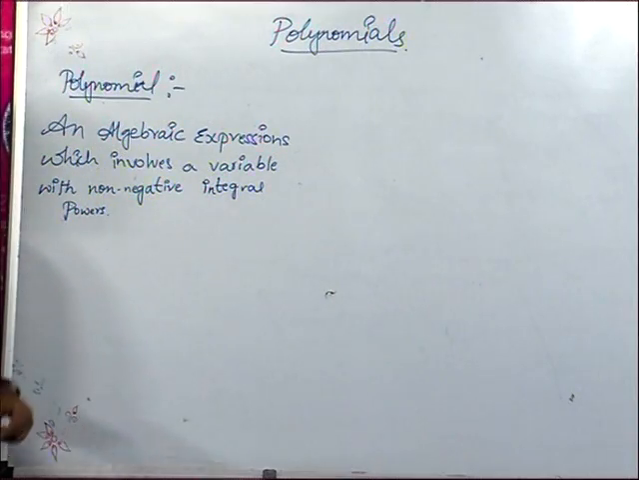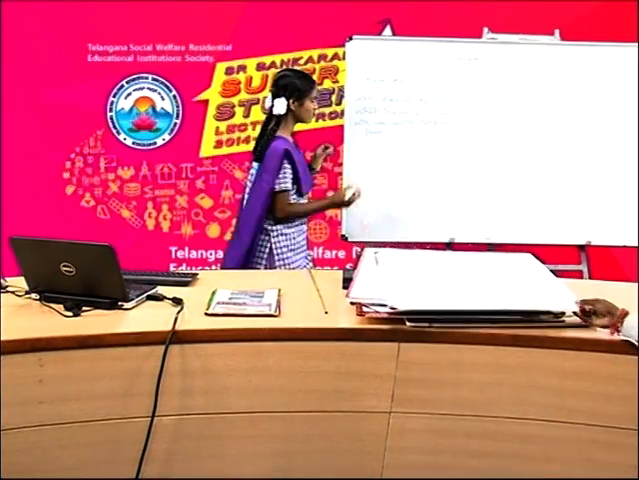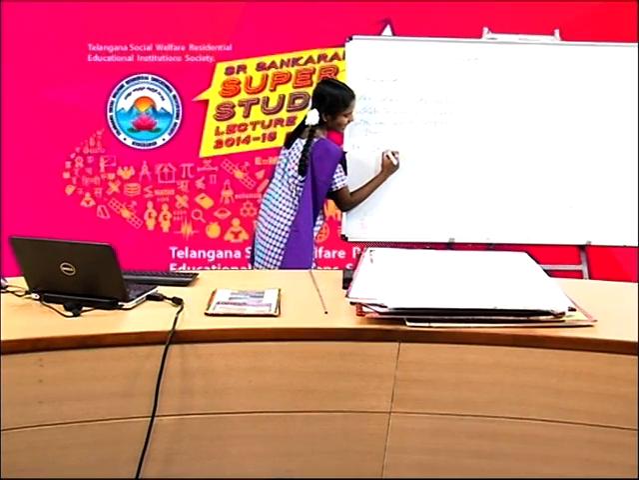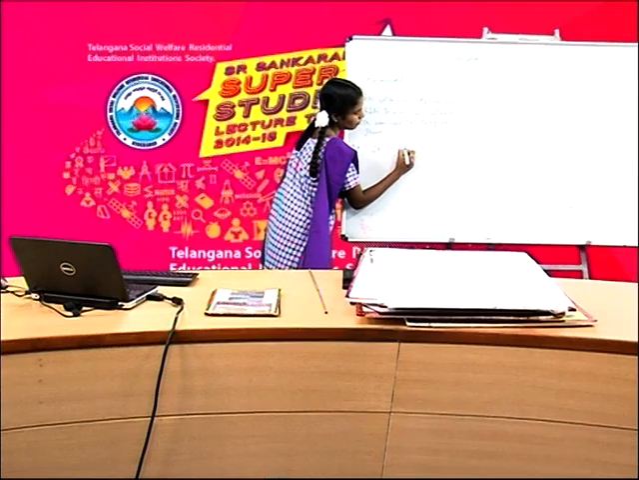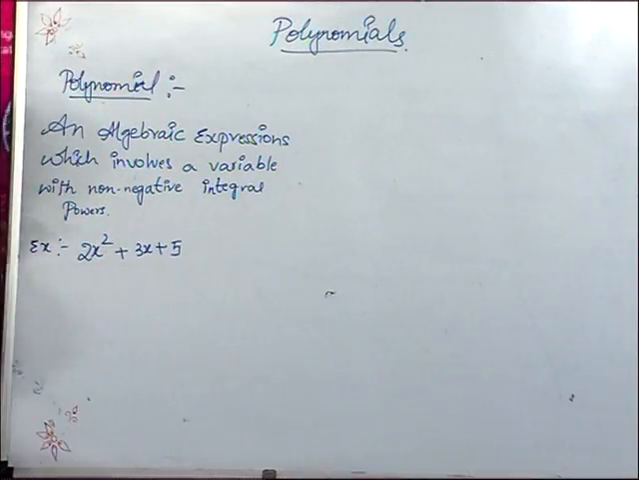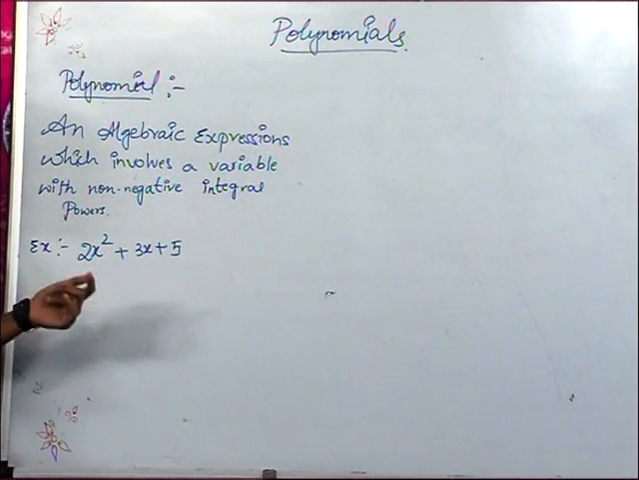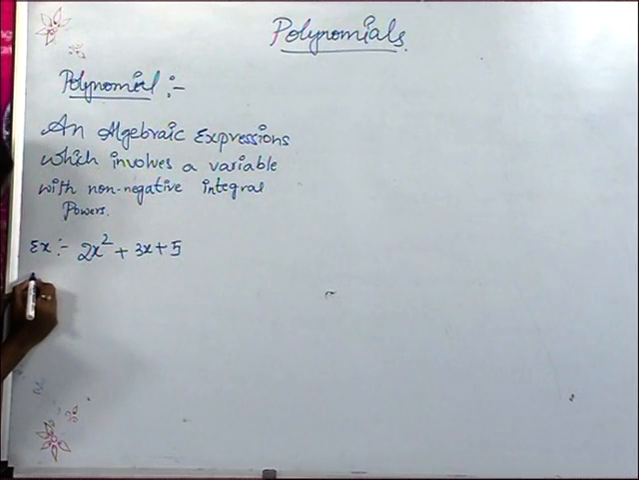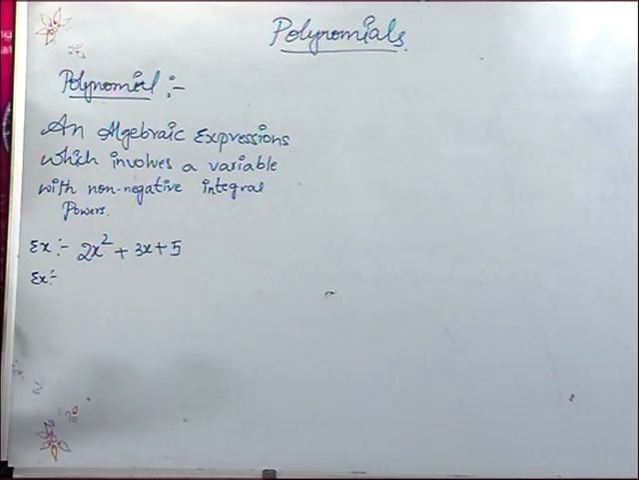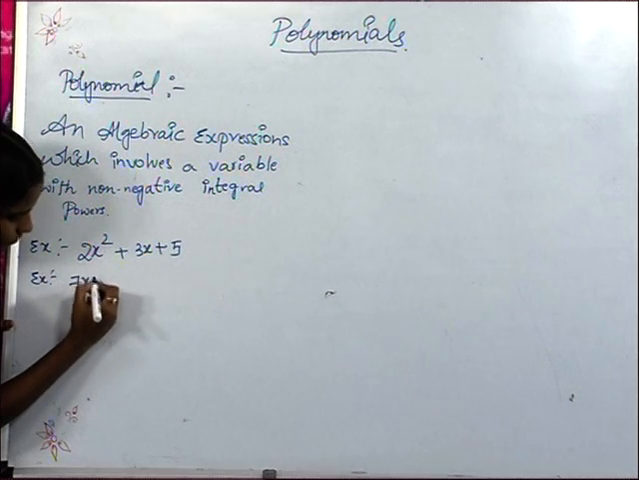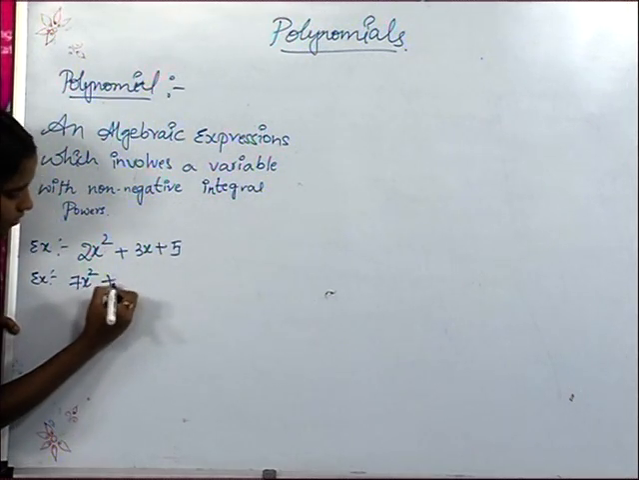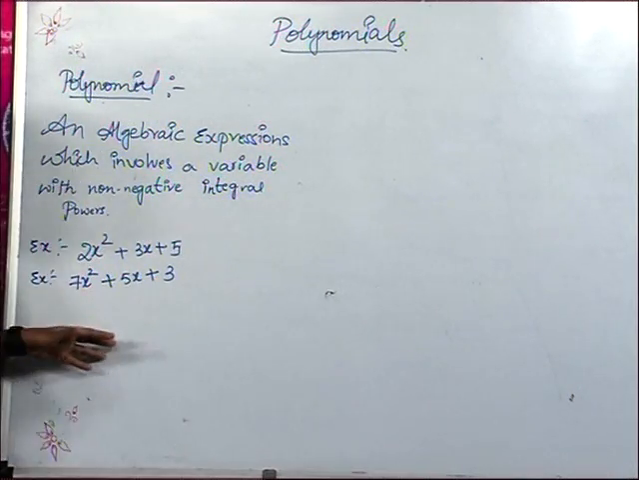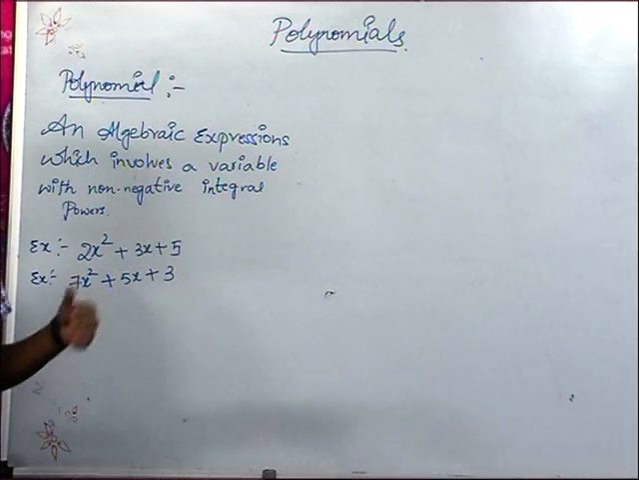For example of polynomial, here 2x square plus 3x plus 7 plus 5. It is an example of polynomial. Friends, we can take another example like 7x square plus 5x plus 3. It is also an example of polynomials.